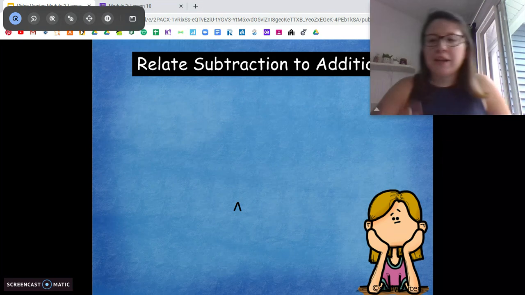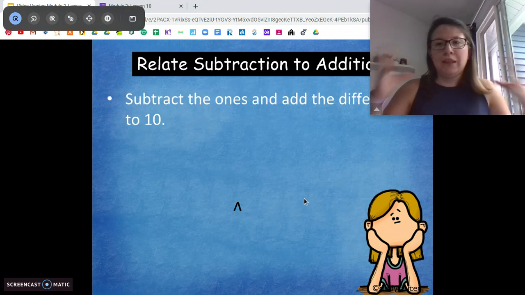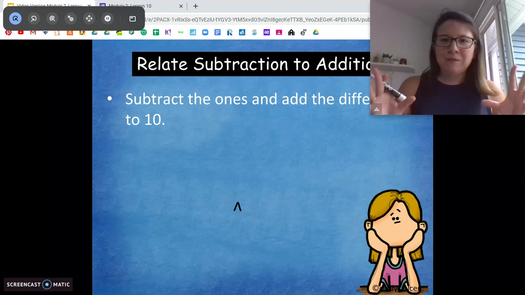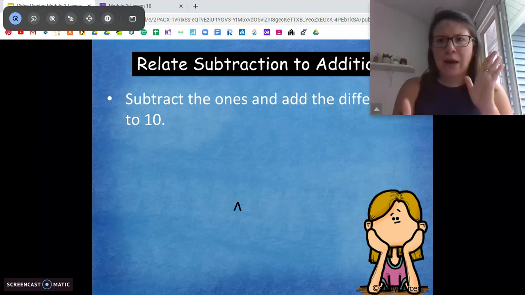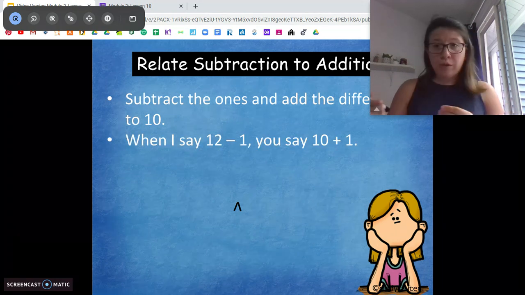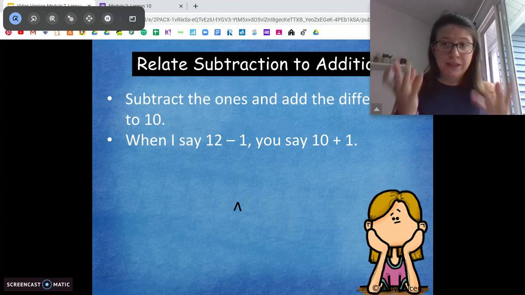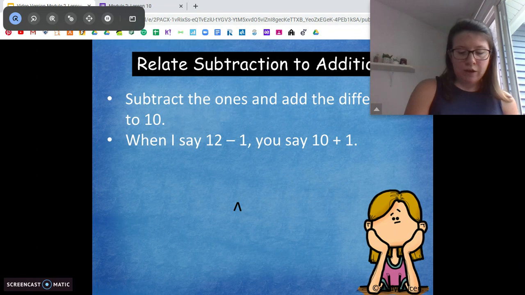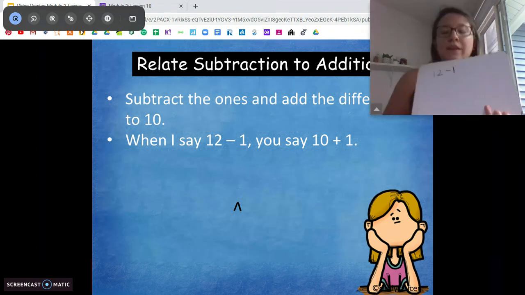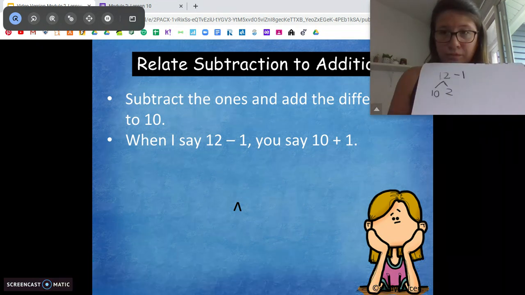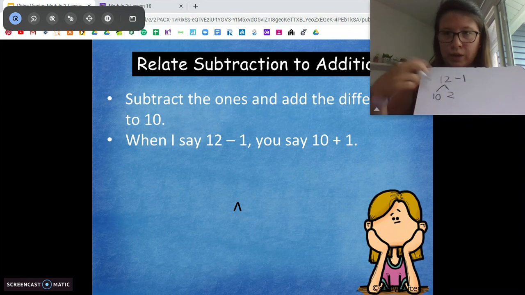All right. For this, you're going to need your paper and your pencil. We're going to do a little bit more fluency practice to make sure we've got our relationship between addition and subtraction down pat. So, what I'm going to give you is a subtraction sentence. You are going to tell me this equal 10 plus subtraction sentence. So if I say 12 minus 1, and I'm going to write 12 minus 1, to do that, I'm going to break 12 into its tens and ones. So I have 10 and 2, right? One group of 10, 2 extra ones.